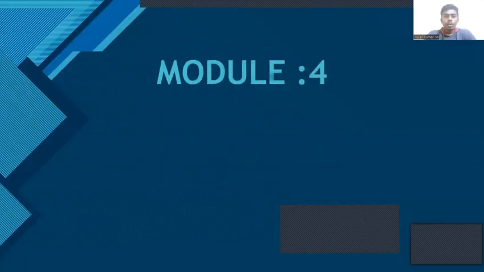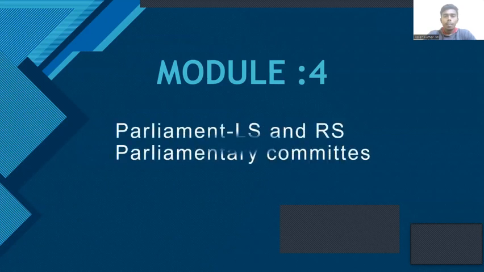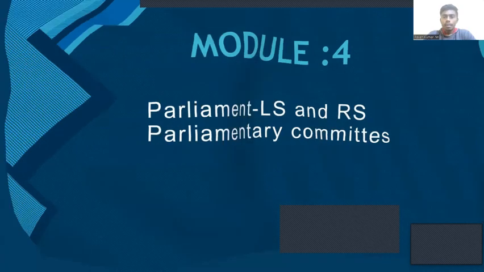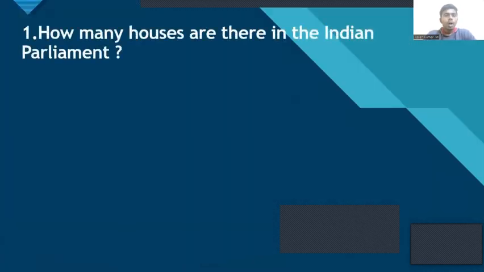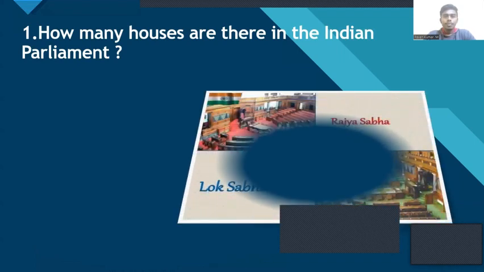So our next module is module 4, which covers Parliament, Lok Sabha and Rajya Sabha, and parliamentary committees. So the quiz starts. Our first question is, how many houses are there in the Indian Parliament?